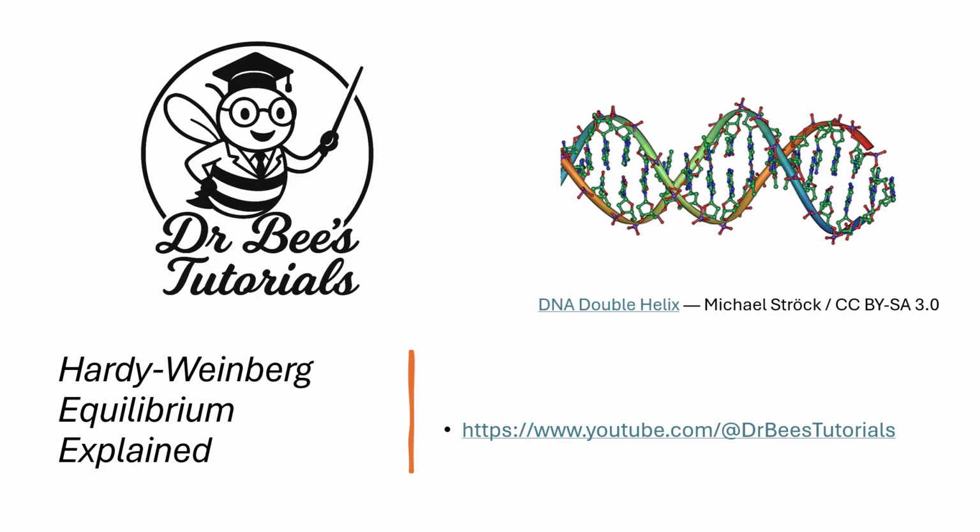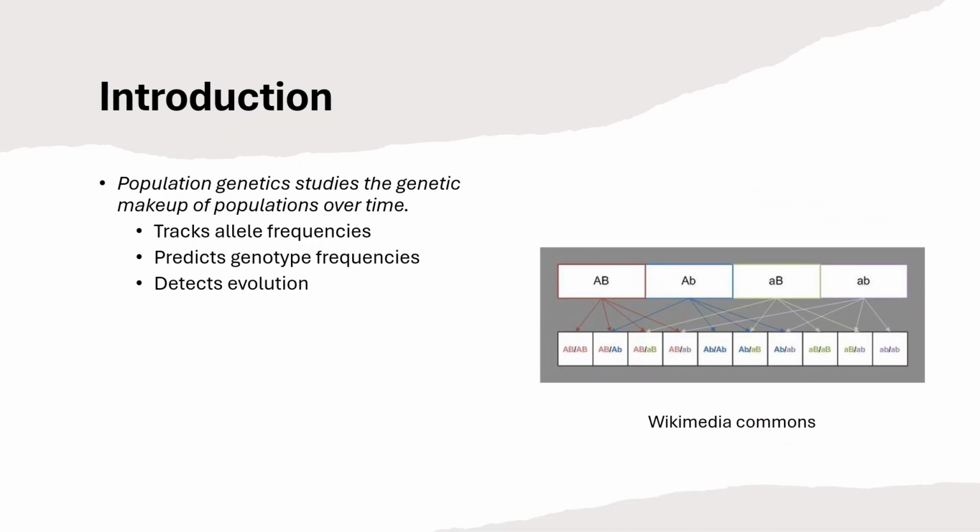Today we are exploring Hardy-Weinberg equilibrium, a key concept in population genetics that helps us understand whether populations are evolving. Population genetics looks at how genes are distributed in a population. Hardy-Weinberg equilibrium gives us a model to see if a population is evolving or stable.